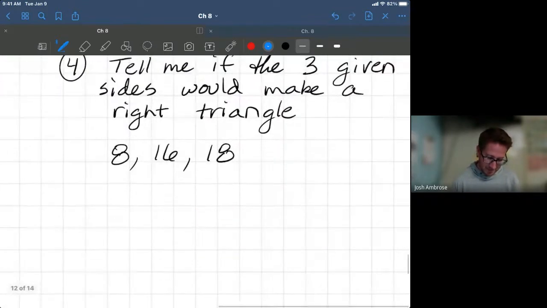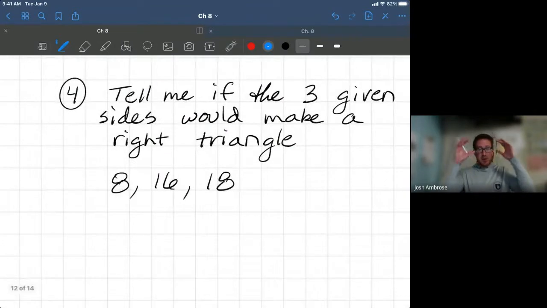All right. Last problem. They're giving us all three pieces. Tell me if the three given sides would actually make a right triangle. Now you may ask yourself, well, I don't know what A is, what B is, or C is. Don't forget, the biggest number is always the hypotenuse. The biggest number is always C. That means that the other two are A and B, and remember that I said A and B are interchangeable. Doesn't matter what you call A or B, they're the two smaller numbers. The biggest number is C.